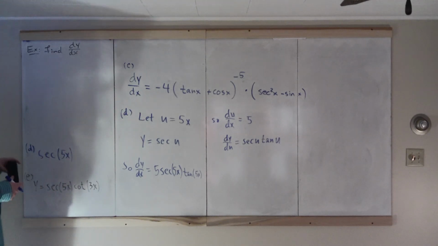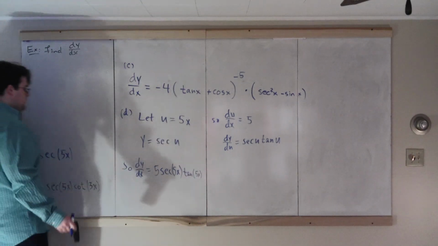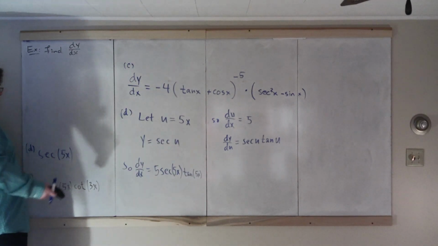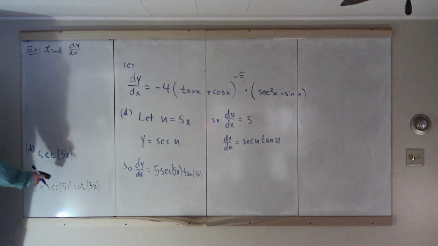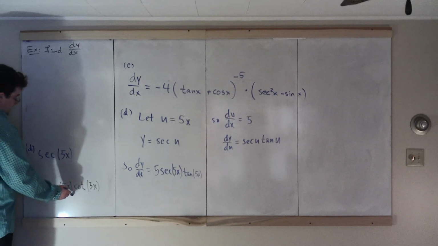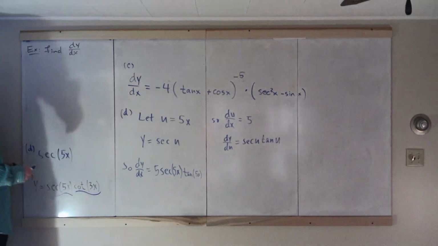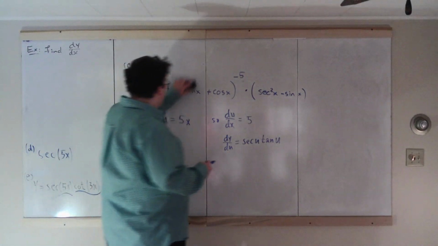Notice how we took that derivative. Derivative of secant is secant tangent. Then you multiply by the derivative of 5. Well, down here, we're kind of combining them. We now have secant of 5x times cotangent of 3x. So we're going to need, first, a product rule, and we'll see what happens from there.